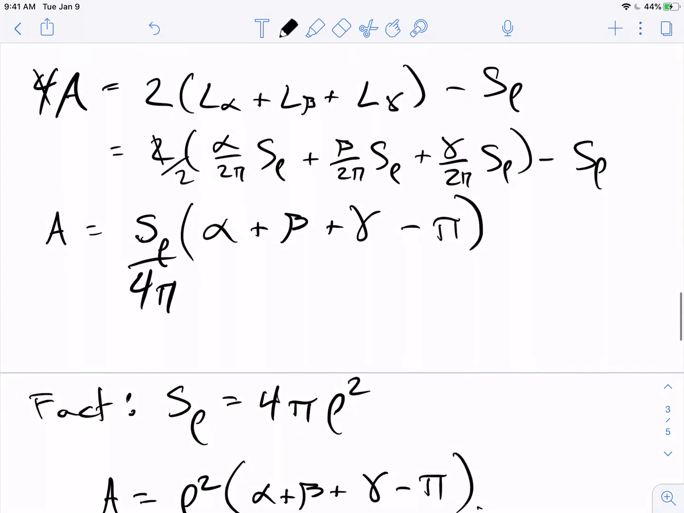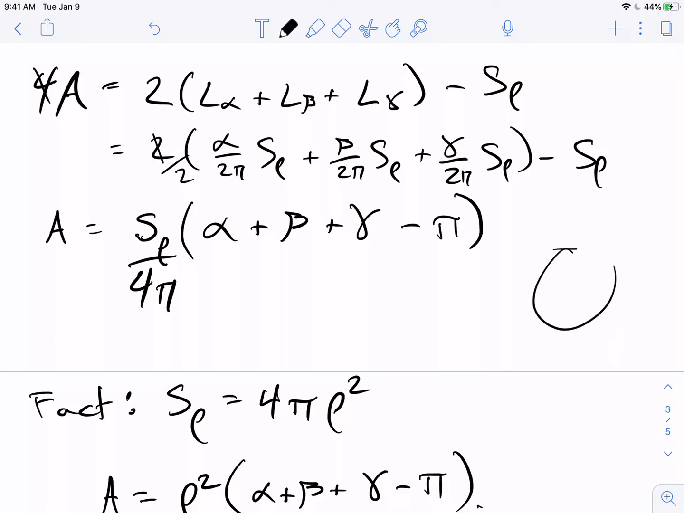Second sanity check is if we had a 90-90-90 triangle where they were all right angles, well, we know the area of this in terms of the surface area of a sphere, because this is exactly 1/4 of a hemisphere, so 1/8 of a sphere. So in this case, the area should equal 1/8 times the surface area of the sphere. Does it? Well, let's check.